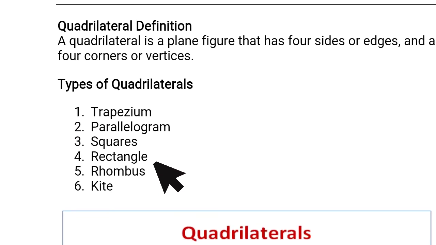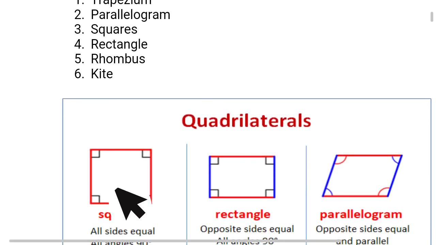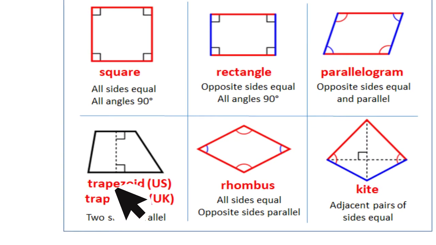Types of quadrilateral. There are six types of quadrilateral: trapezium, parallelogram, square, rectangle, rhombus, kite. Okay, the speciality of square is that all sides are equal and all angles are 90 degrees. For rectangle, only opposite sides are equal and all angles are 90 degrees. So you can see the difference between these.